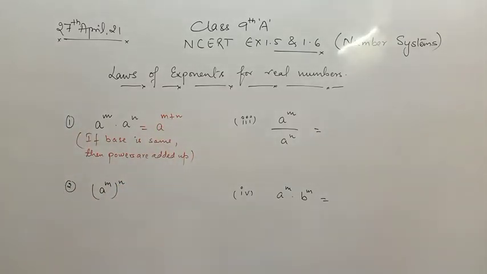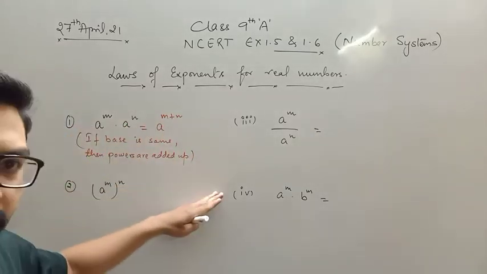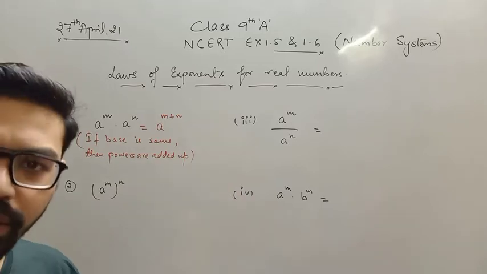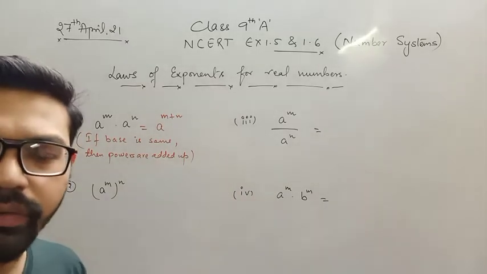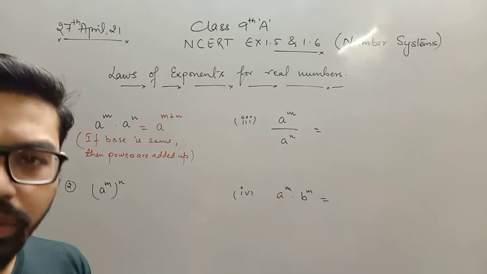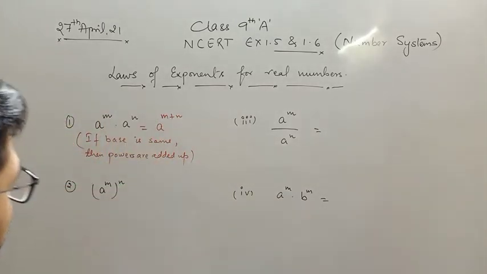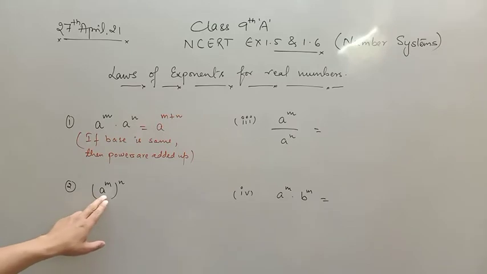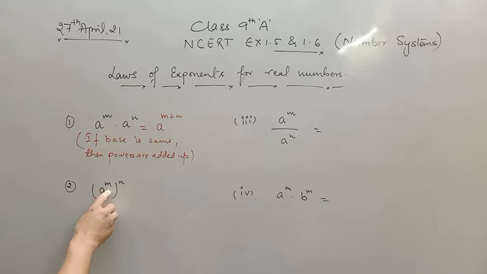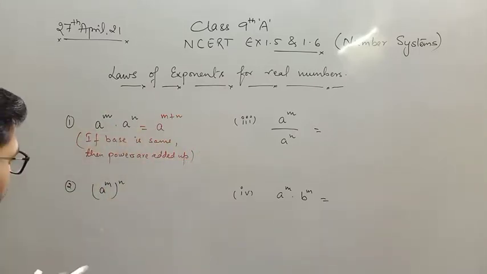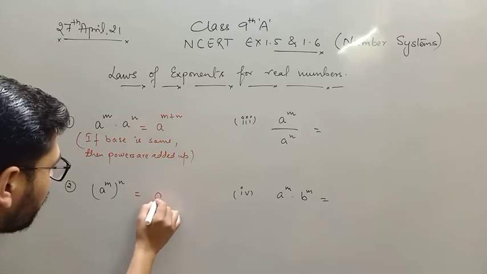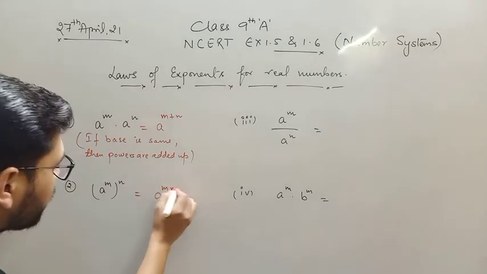Okay. How we are using these properties, we will check later when we solve the questions of exercise 1.6, so don't worry about it. We will use these properties in our questions, okay? Now the next property is a to the power m, whole to the power n. If you get any question in this form, then you can write it like this: a to the power m into n.